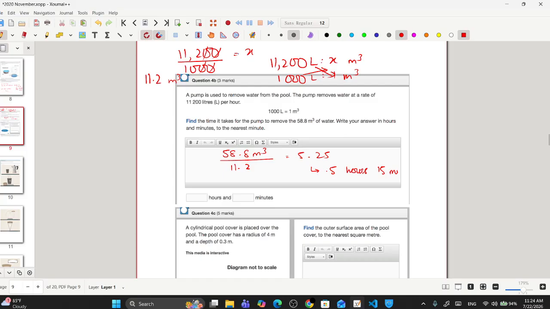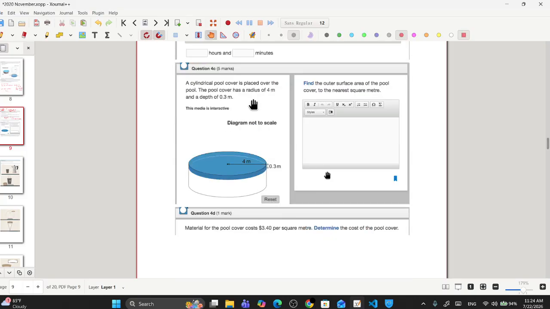Then we have question number 4, part C. A cylindrical pool cover is placed over the pool. The pool has a radius of 4 meters and a depth of 0.3 meters. Find the outer surface area of the pool to the nearest square meter. Okay.